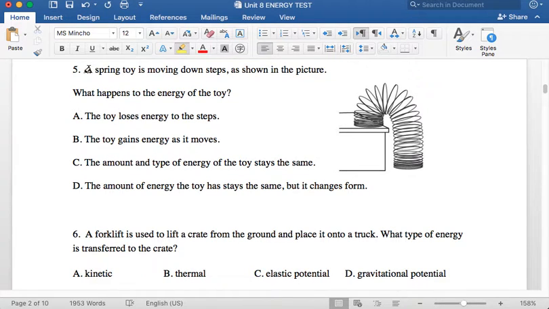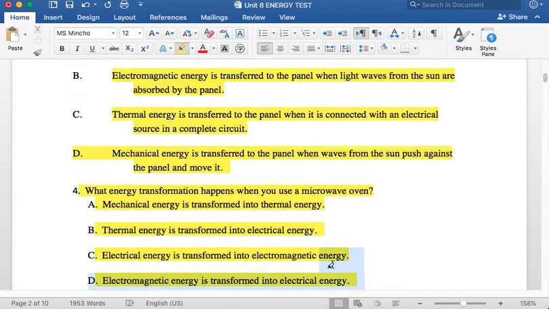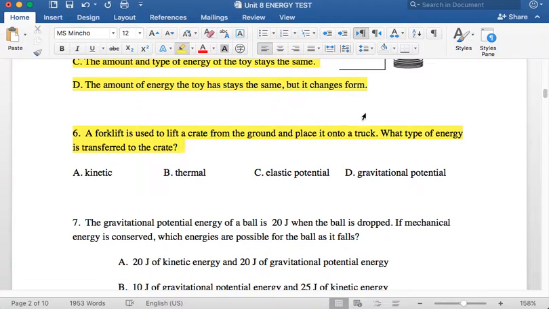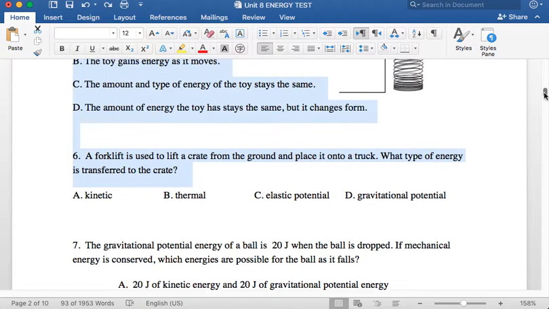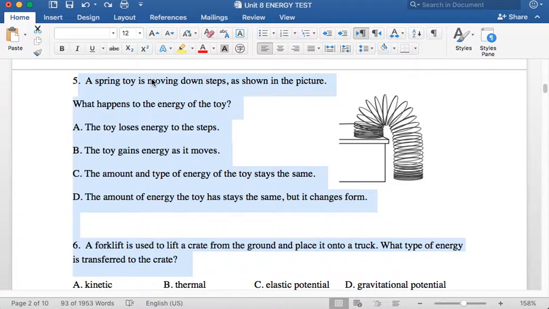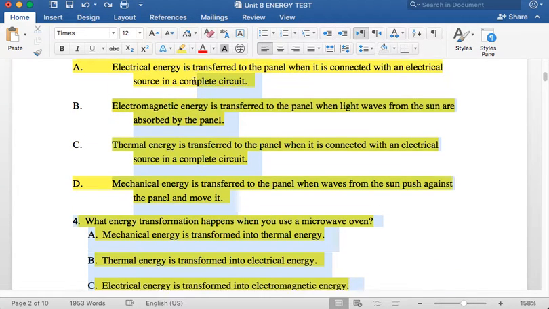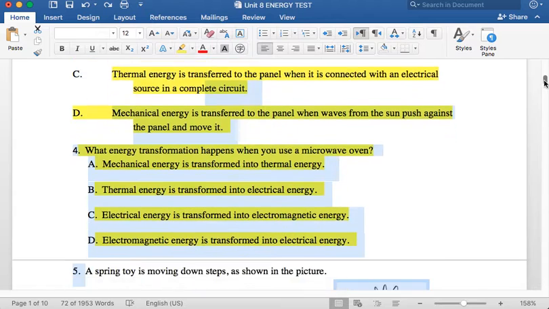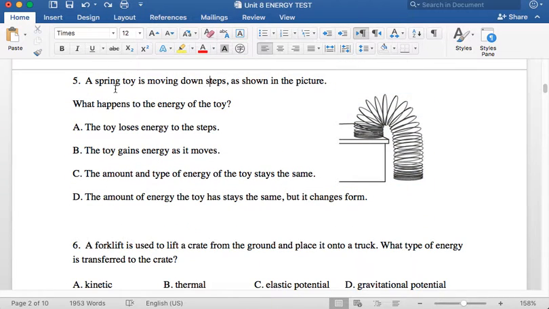Number 5. A spring toy is moving down steps as shown in the picture. So here's the picture right here. So the spring toy is moving down steps. What happens to the energy of the toy?